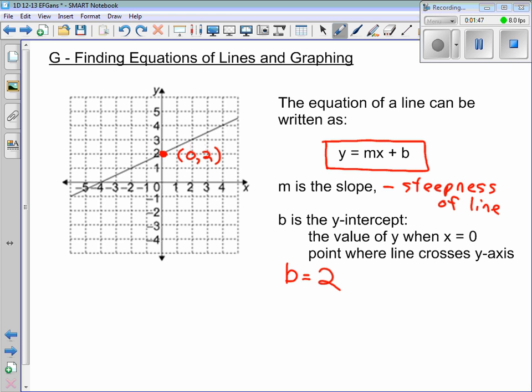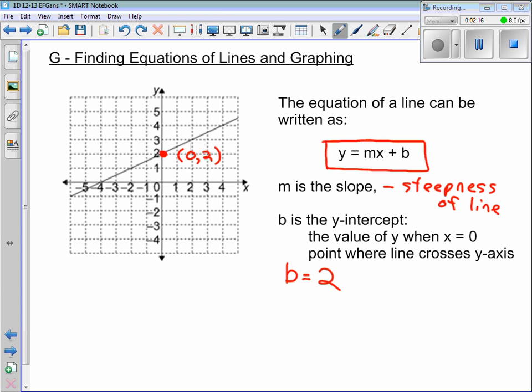What about x and y? Well, x and y are the variables that we're graphing here. We've got x on our x-axis, y on our y-axis. So x and y can be the coordinates of individual points that are on this line, that are going to satisfy this equation. So let's say we wanted to find the equation of this line that we have graphed right here. Well, we know what our value for b is. It's 2. The other thing that we need to make this equation is our slope.